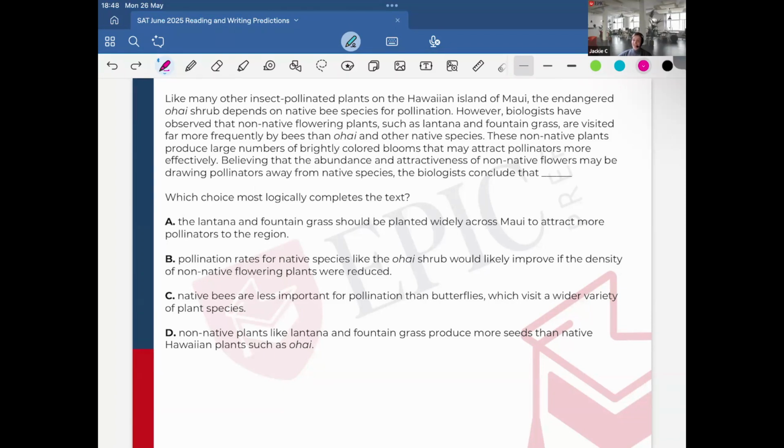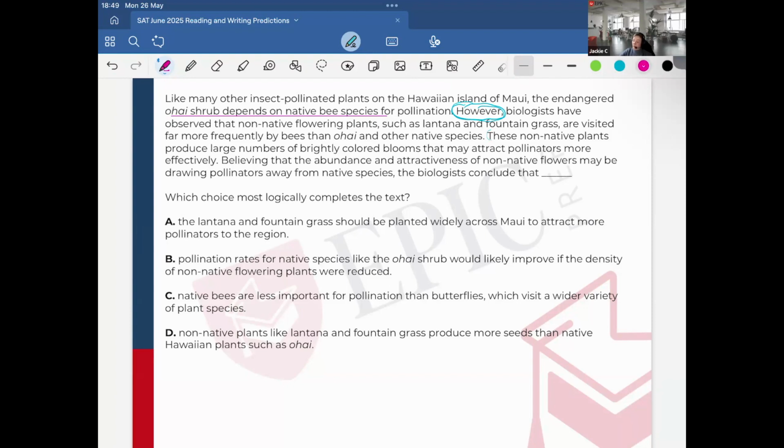So, just looking at the structure of this passage, it starts off introducing the Ohia shrub and how it's dependent on native bee species for pollination. And then it goes with a classic contrast to introduce a conflict, which is that these non-native species, lantana and fountain grass, are drawing more bee visits. And that seems to be showing a shift, aka there's a problem emerging. Always take note of the transition words when you're doing these ones. And then it explains more what this imbalance is causing, that the non-native plants are basically more attractive to the bees, and that's why they go for them.